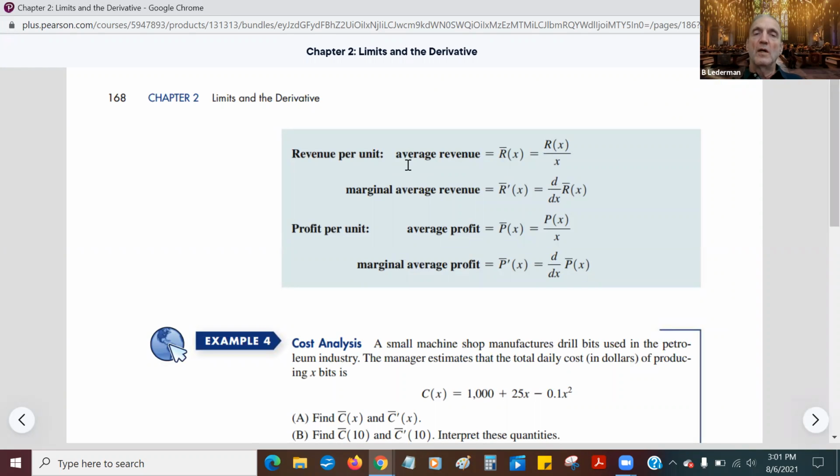And the average revenue per unit is R bar, which is R of X divided by X. And the marginal average revenue is the derivative of that. And the average profit is P of X divided by X. And the marginal average profit is going to be the derivative of the average profit.